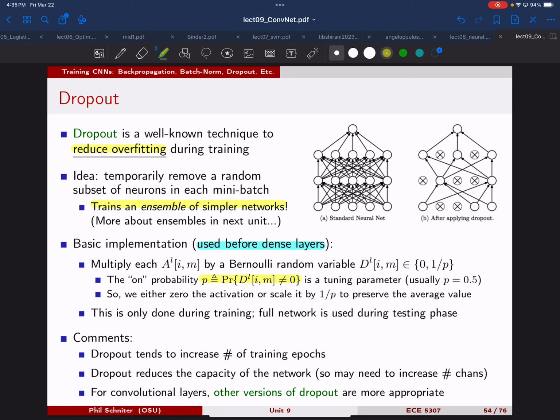So that's the idea. And then this is only done during training. The full network is used during testing. So is the recipe kind of clear? Okay, so this behaves a little bit counterintuitively, especially during training.